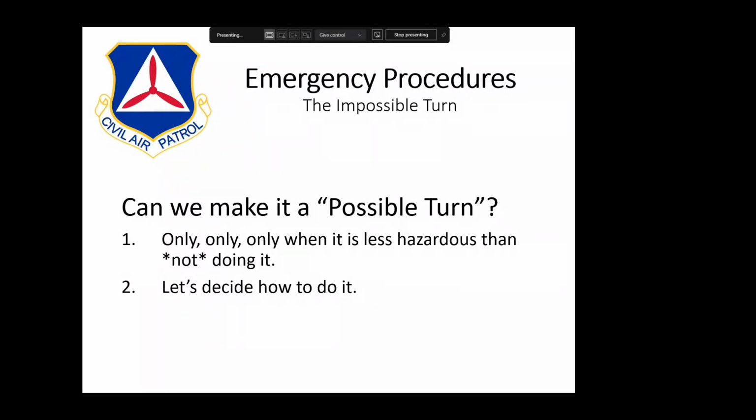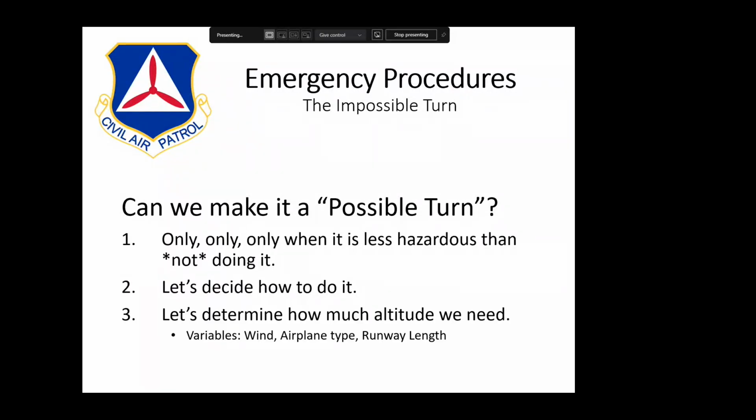So let's decide how to do it. One more. And this is going to be a big part of the training. Let's determine how much altitude we need. Now, as I said, airplane, runway length, and wind are all practical aspects if this actually happened to you and you're actually going to turn back. But we can, at least through this flight clinic, determine how an airplane performs, how much altitude it needs to turn back and line up. So next slide.